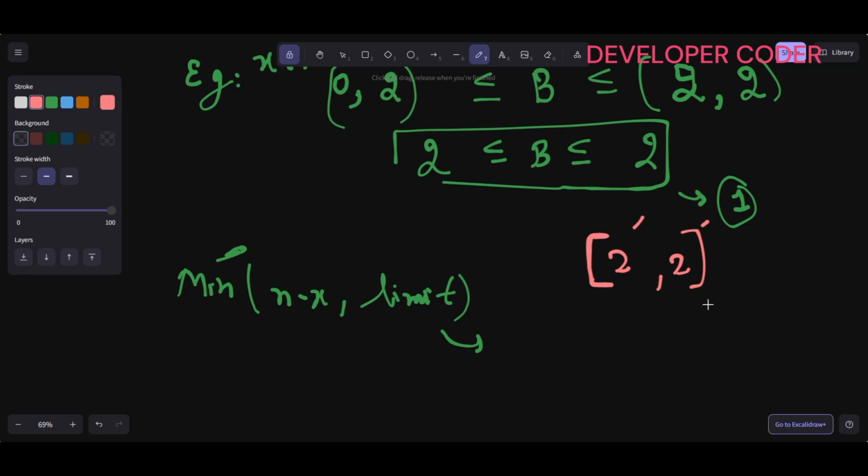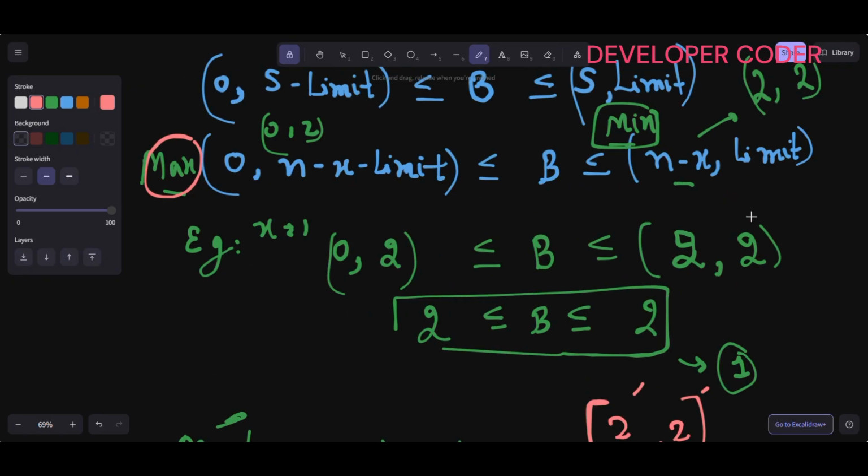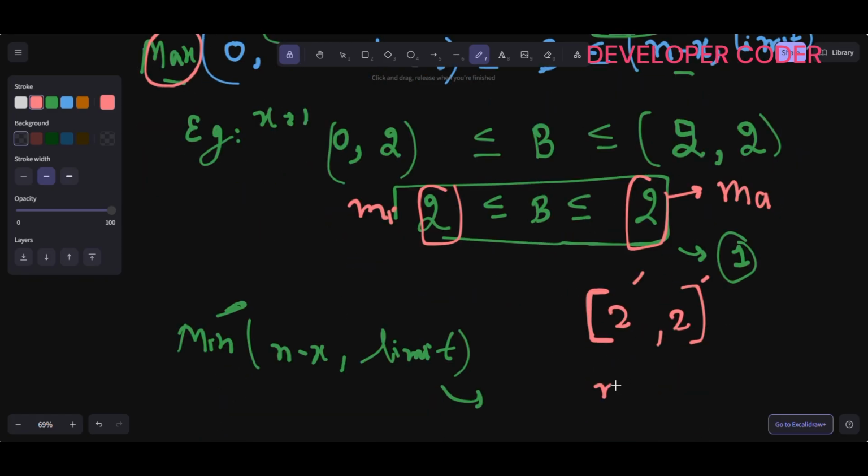This is inclusive, so whatever my value is here, and whatever value here, let's say this is MA, and this is MI. So I can write this as MA minus MI, and here I have to do plus 1 because this is inclusive.